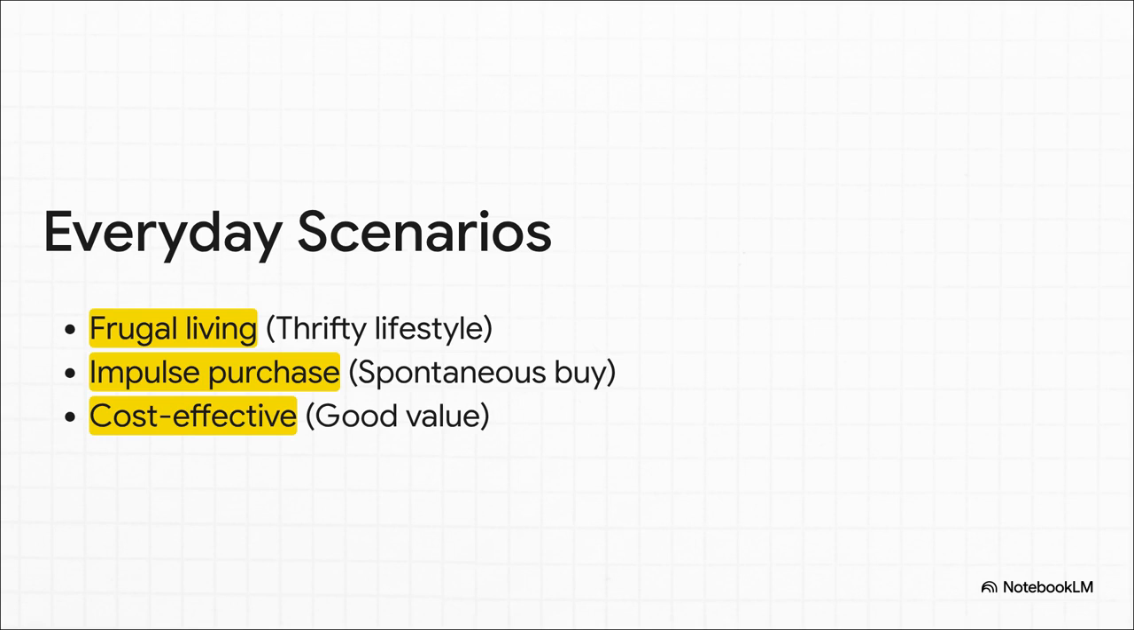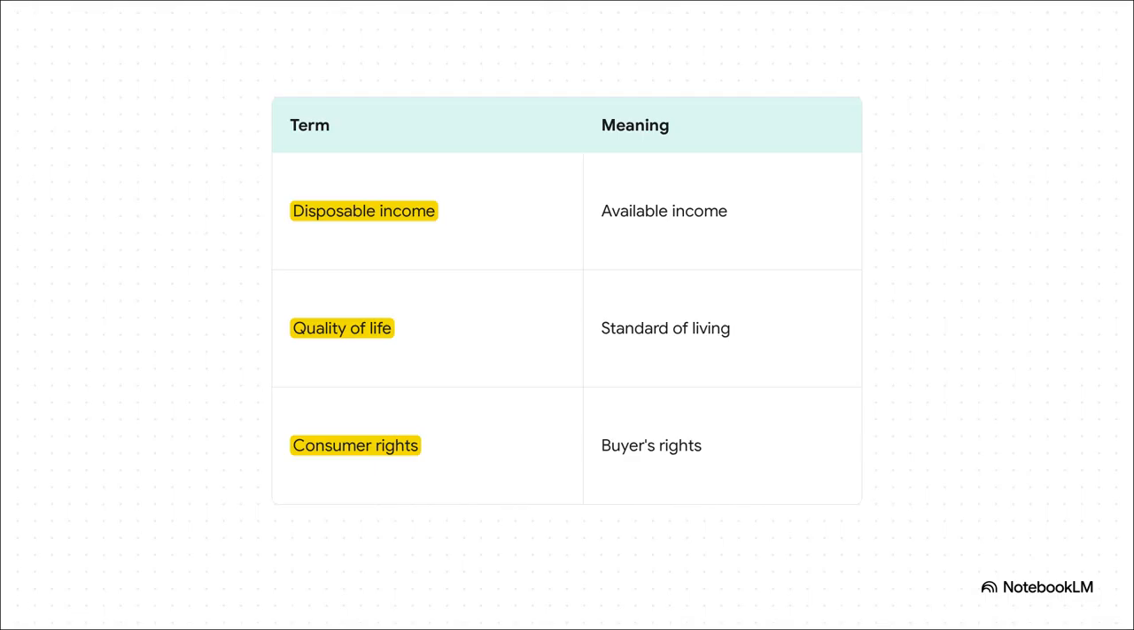Impulse purchase. 冲动购物. Listen for this in listening part 4 news items. Retailers rely heavily on impulse purchases at the checkout counter. Cost-effective. 性价比高的，划算的. When you're comparing options in speaking task 2, say, shopping at the local discount retailer is a much more cost-effective choice. Okay, these are macro financial terms you absolutely must master.